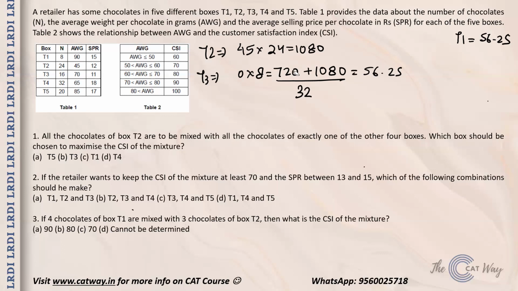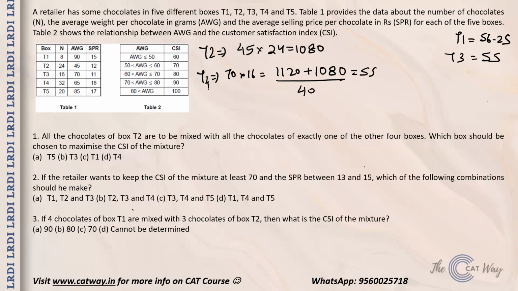Now when you are mixing it with T3, in T3 you have an average of 70 and you have 16 chocolates. With an average of 70 and 16 chocolates, the total will be 1120, and the total number of chocolates now will be equal to 40. So in this case, the AWG that we get is equal to 55. So with T3 it is 55.